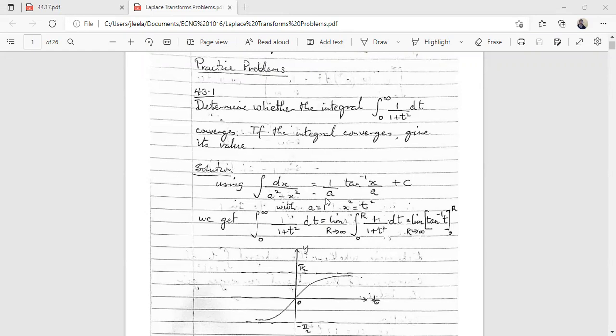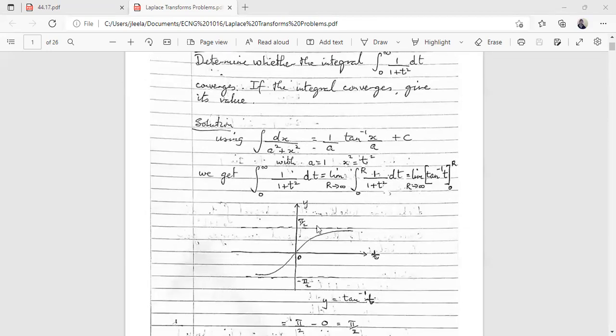So if we match it up here, what squared will give you 1, right? 1 squared will give you 1, so basically a is 1. And x squared is t squared, right? So if we apply that here with the limits, we'll get the integral, the limit as R goes to infinity between R and 0, of 1 over 1 plus t squared dt, which is actually tan inverse of t, the limit of R going to infinity between R and 0, right?